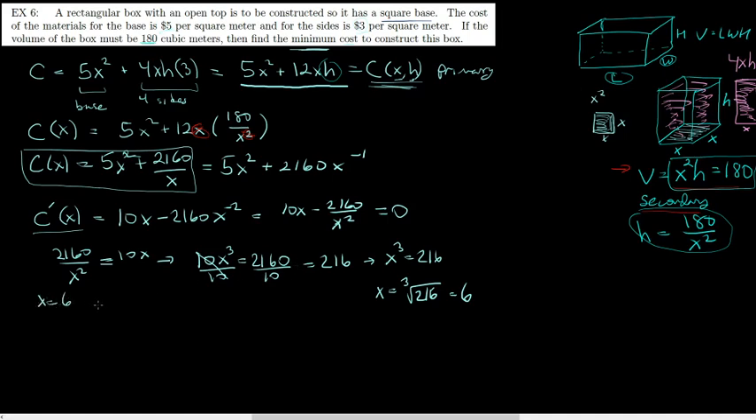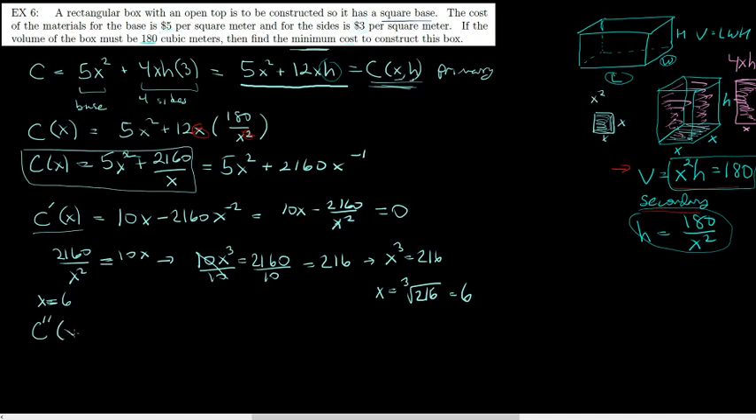And since there's only one, what can we say? It better give us a minimum cost. So how do we know that it's a minimum and not a maximum? Well, we can use the first derivative test or the second derivative test. At this point, I think they're both just as easy. Let's do the second derivative test again.